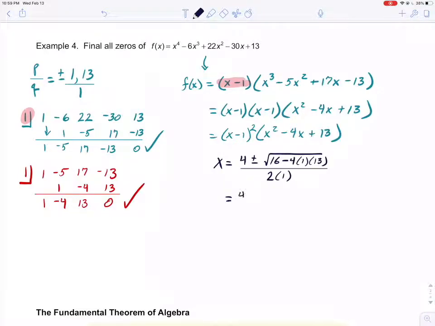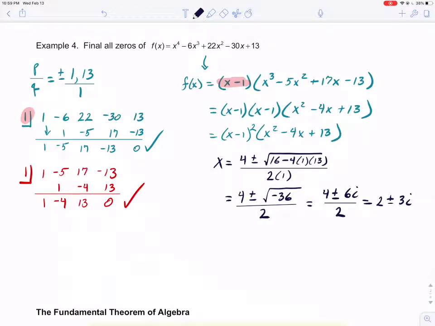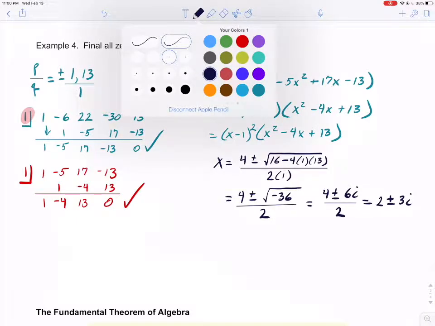All right? We get 4 plus or minus the square root of 16 minus 4 times 13. Well, 4 times 10 is 40, 4 times 3 is 12, so it's 52. Negative 52 and positive 16 makes negative 36, all over 2, which gives us 4 plus or minus 6i over 2, which gives us 2 plus or minus 3i. And notice that is two different answers. It's 2 plus 3i and 2 minus 3i. And if you combine those two with the double root we had earlier, we have all 4 solutions here.